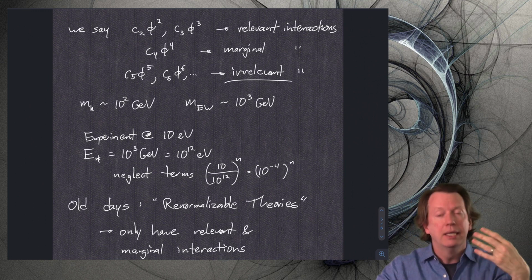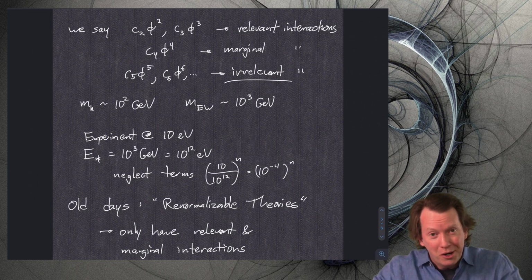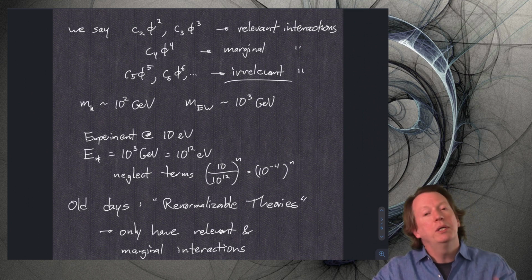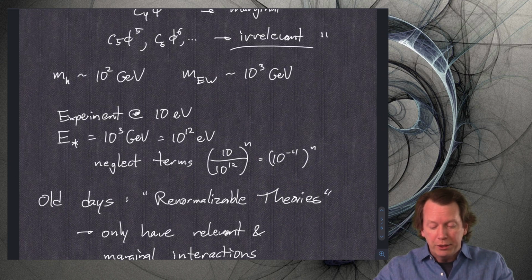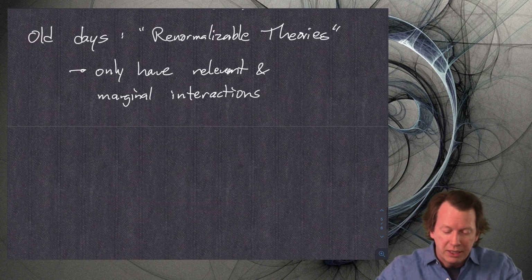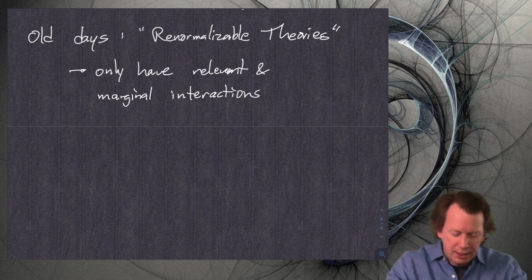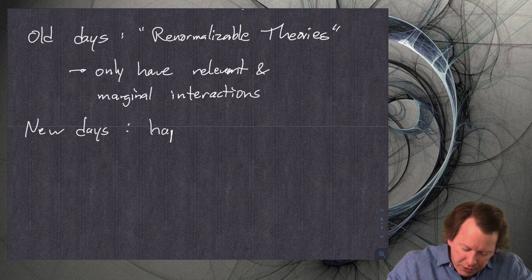And these days, since we know that getting the theory of everything is going to be hard, it doesn't bother us so much if we write down a non-renormalizable theory. We only expect it to work up to a certain cutoff, unless you're actually trying to do string theory or the theory of everything or whatever. So those were the old days. These days, new days, we're happy with effective field theories.